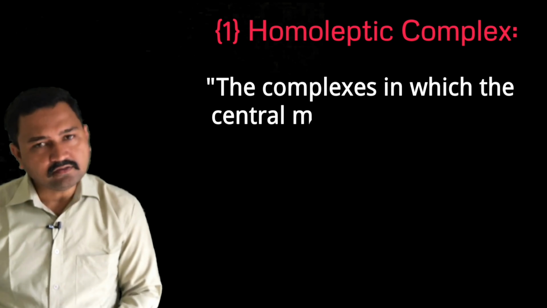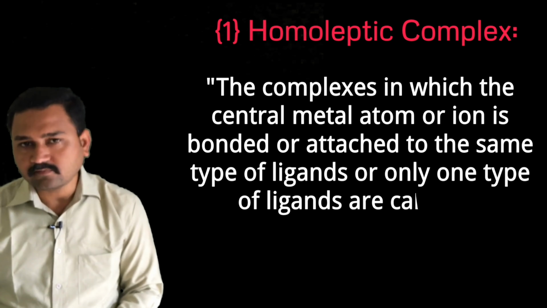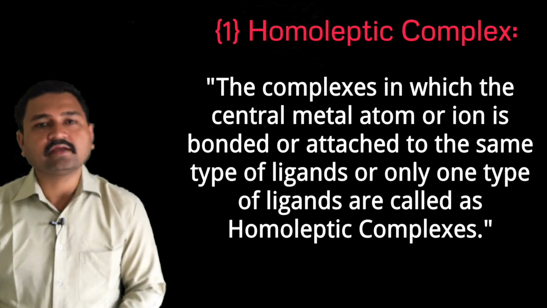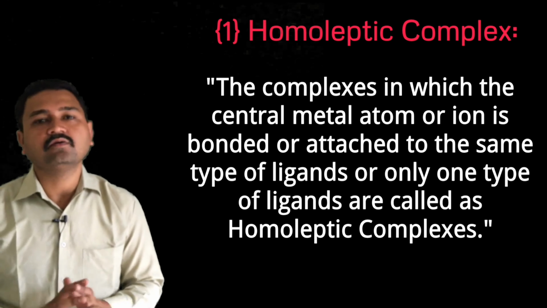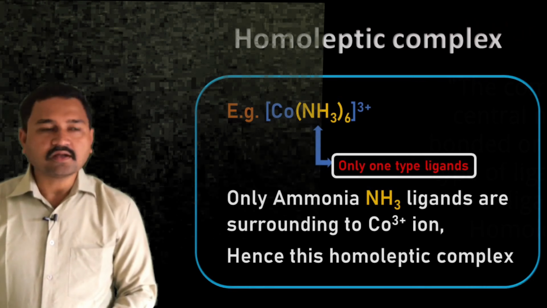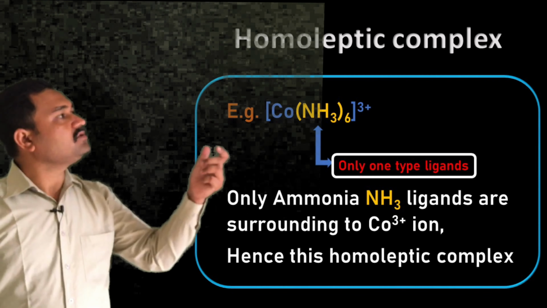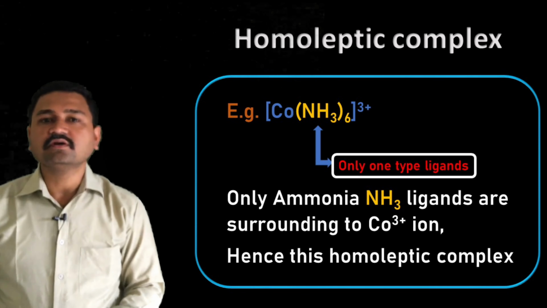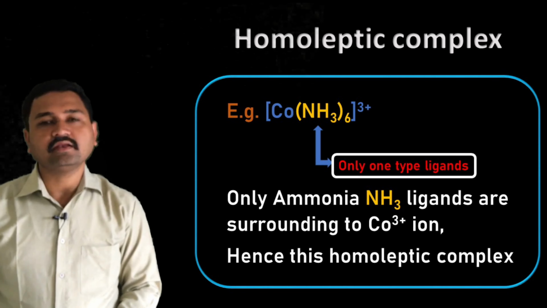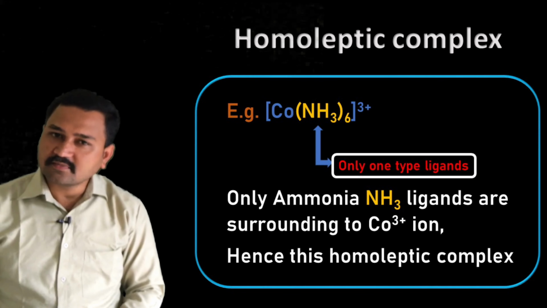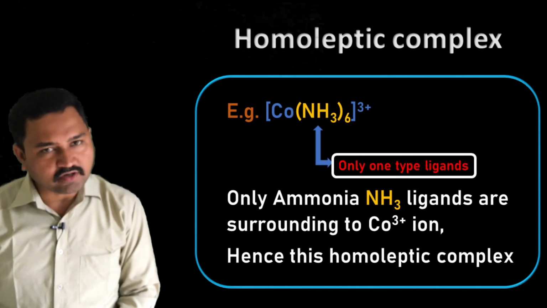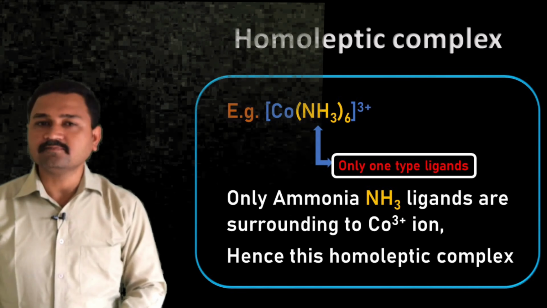The complexes in which the central metal atom or ion is bonded to the same type of ligand, or only one type of ligand, are known as homoleptic complexes. Here I have taken the first example, that is [Co(NH3)6]3+. This is actually a complex ion. In this complex ion, the 6 ammonia ligands are attached to the cobalt central metal atom. Hence there is only one type of ligand, that is ammonia, coordinated to the central metal atom. Hence this is an example of a homoleptic complex.